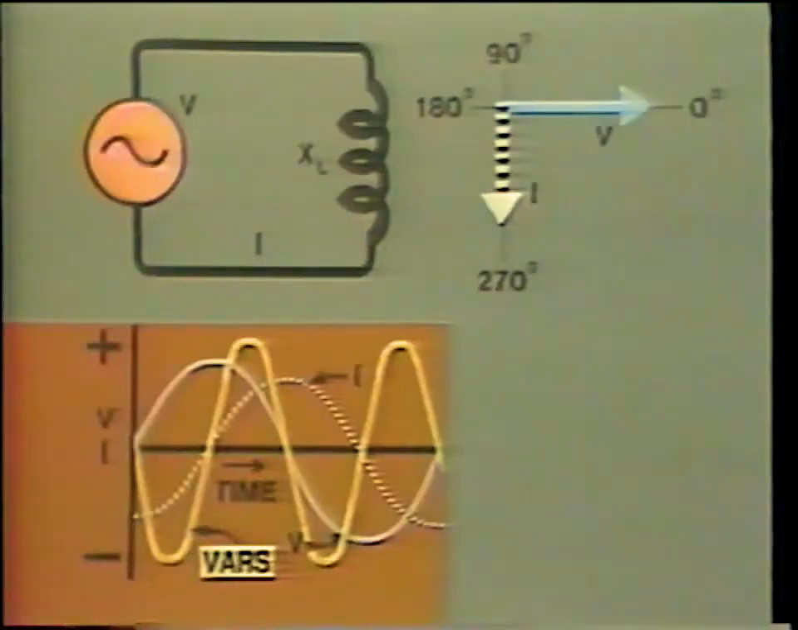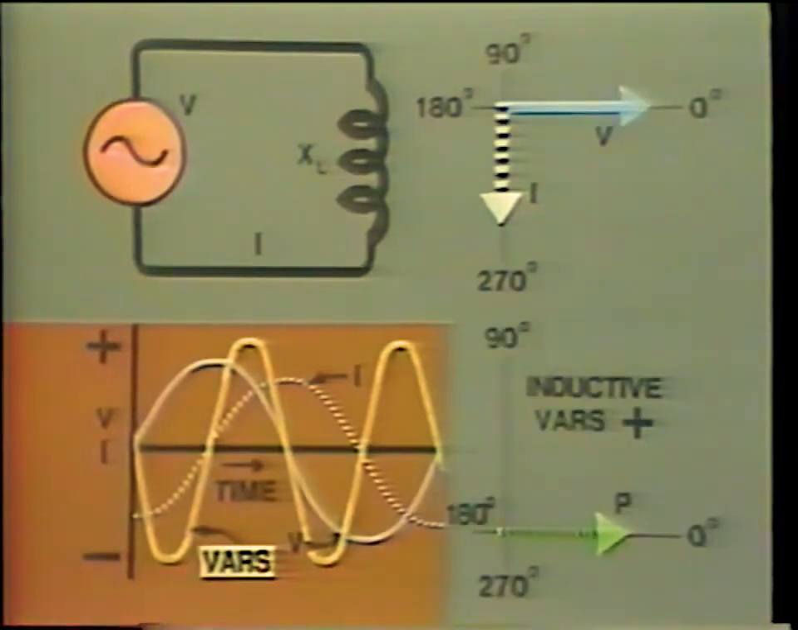So we give it the name reactive power, or volt-amperes reactive. This is abbreviated as VAR, or simply VARs. Let's look at this on a vector diagram. By convention, active power is drawn at 0 degrees. We can represent inductive VARs on a vector diagram like so.